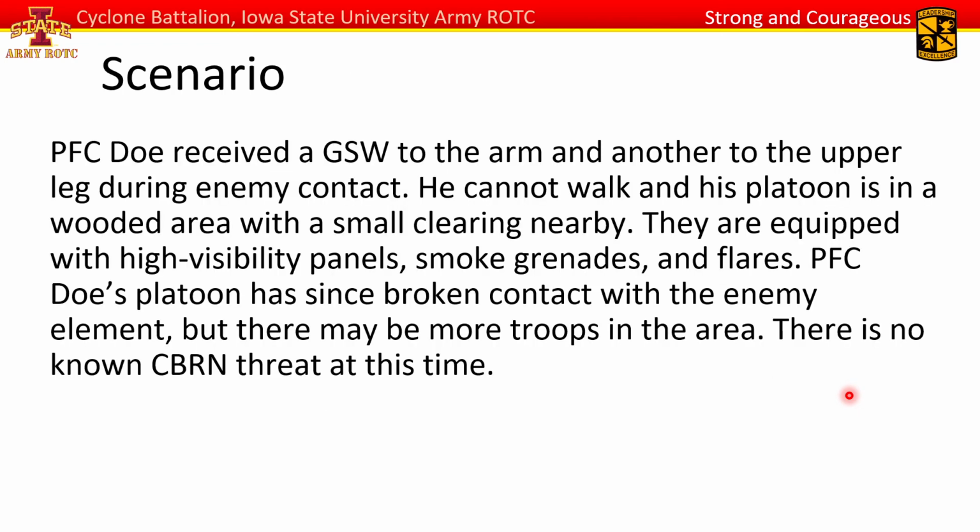So this is the scenario that we've come up with for writing out the 9-line Medevac request. And again, we're using John Doe, different John Doe this time. Private First Class Doe received a gunshot wound to the arm and to the upper leg. He cannot walk, but they're in a wooded area with a small clearing nearby. And they have high visibility panels, smoke grenades, and flares. They have broken contact, but they might still be in the area, and there is no known CBRN threat. So in order to create the 9-line Medevac request off of this situation, we'll go through it line by line in the following slides here.